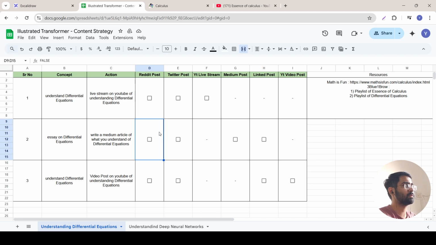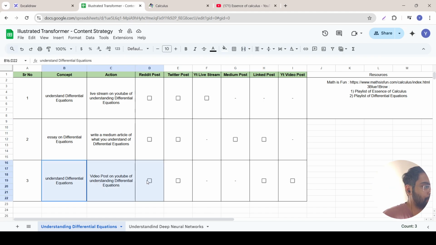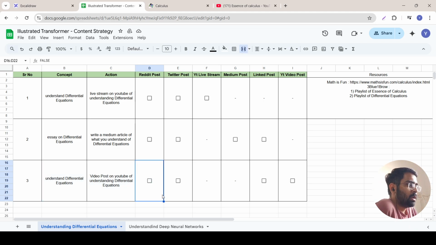Why this post? This Medium article will add value in those lives. Third is obviously a post on YouTube. So I'll also be making a post of this on Reddit, Twitter, LinkedIn, YouTube, on all of these platforms, saying that, hey, I posted on this.